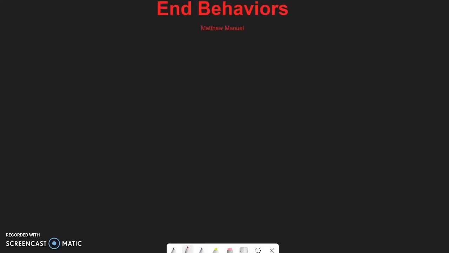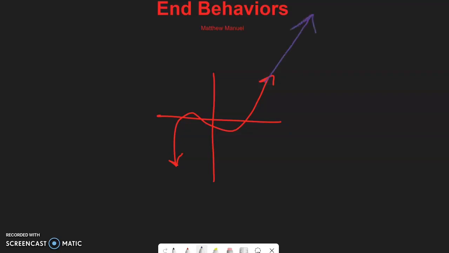Today I will be explaining what end behaviors are and what affects them. Here we have our standard cubic equation. With these arrows, end behaviors describe functions as continuous, going past the drawn axes and approaching infinity.